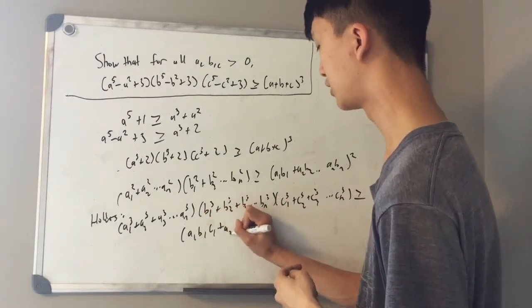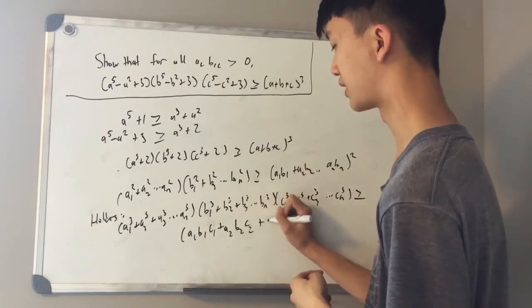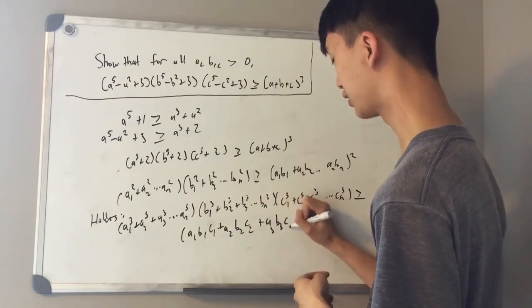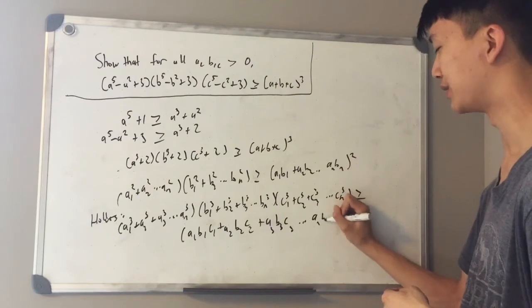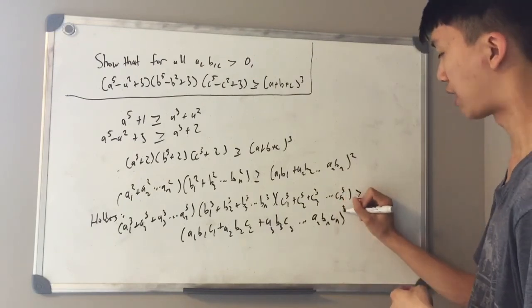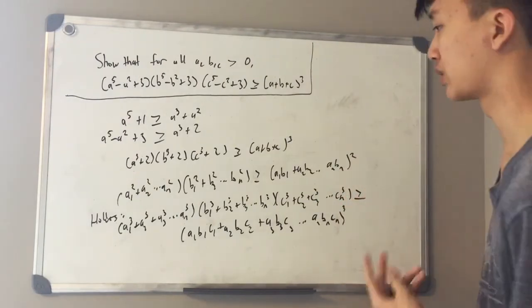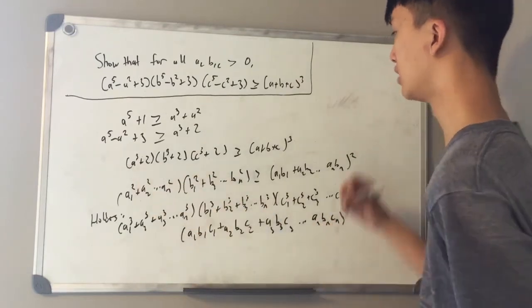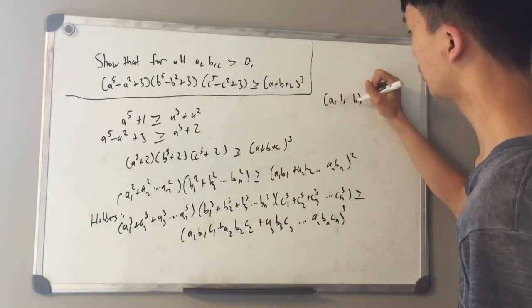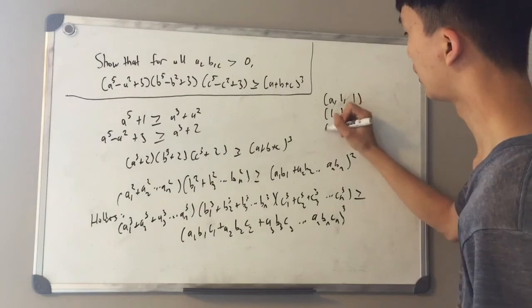a1 b1 c1 plus a2 b2 c2 plus a3 b3 c3 all the way to an, bn, cn, all to the power of 3. And so as we saw earlier, we applied Hölder's inequality to this problem using the sets a, 1, 1, and 1, b, 1, and 1, 1, c.